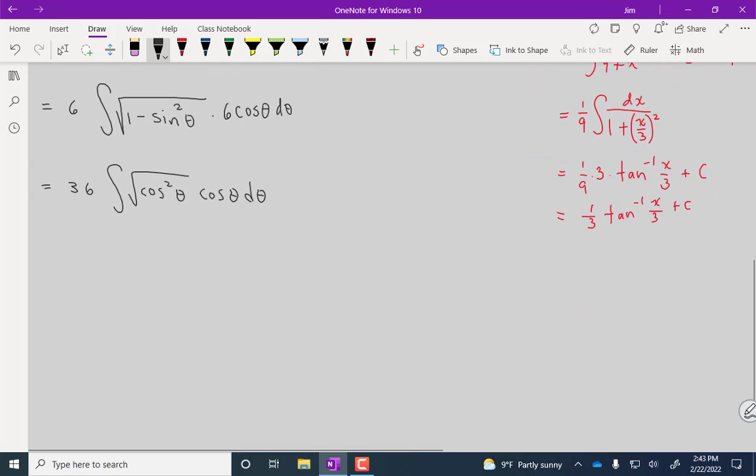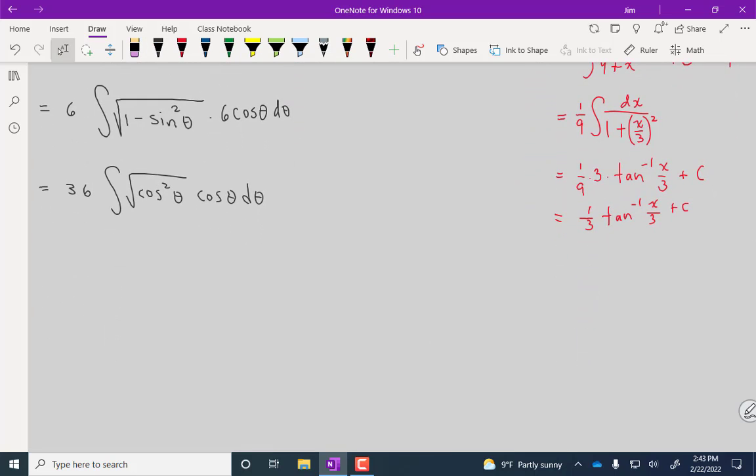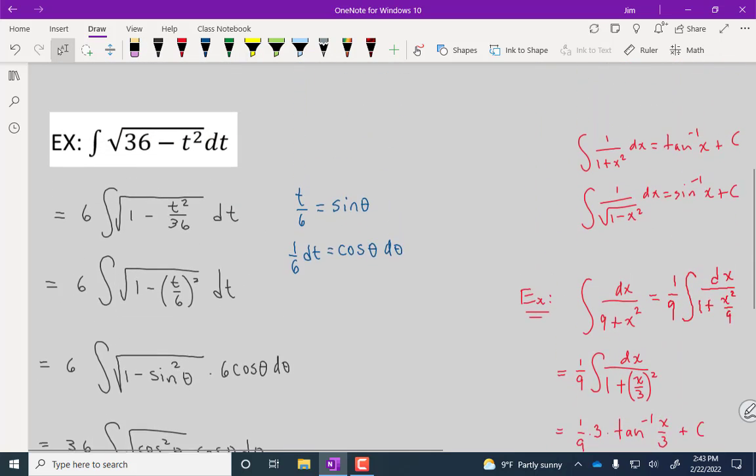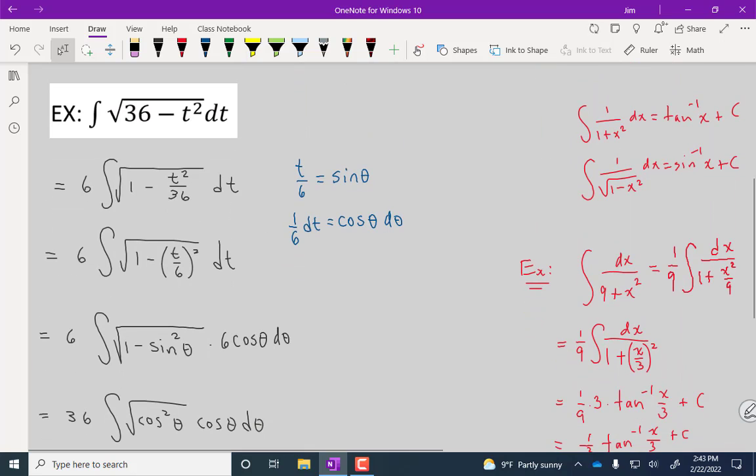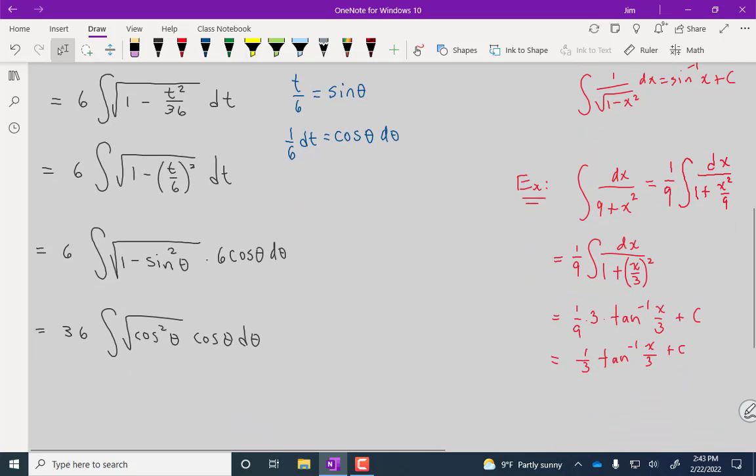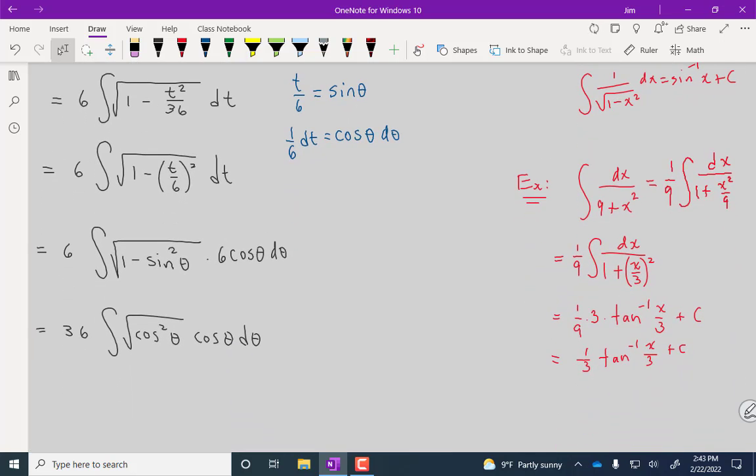Square root of cosine squared is cosine. With all these trigonometric substitutions, there are some conditions. Like we talked about earlier, the square root of cosine squared is only cosine if the value of cosine is positive. We are always assuming that's the case with these trig subs. So if we ever end up with the square root of cosine squared, it's cosine. Square root of sine squared, it's sine. So we're assuming that we have the proper restrictions on theta.